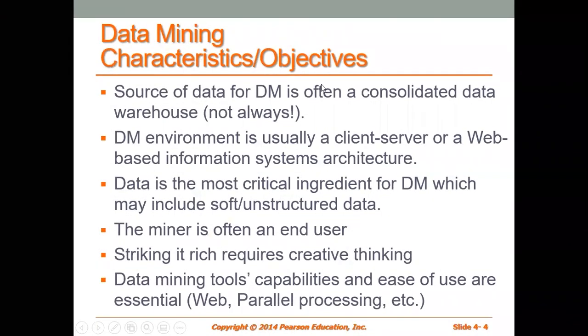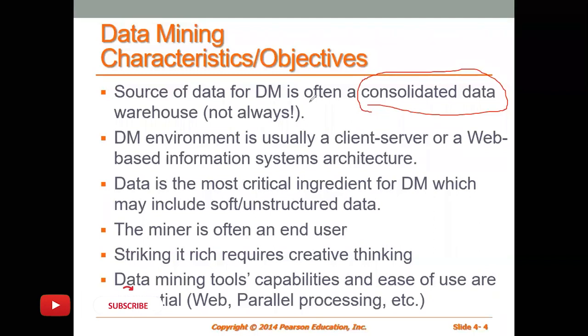So, data mining characteristics and objectives. What are the objectives of the data mining characteristics and how can we go about it? The source of data for data mining is often a consolidated data warehouse, not always. Consolidated means properly managed data, where you know where the data is coming from and how to arrange it in a proper shape according to the requirements of an organization.